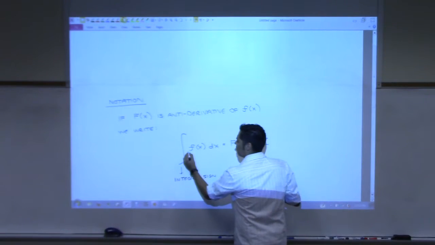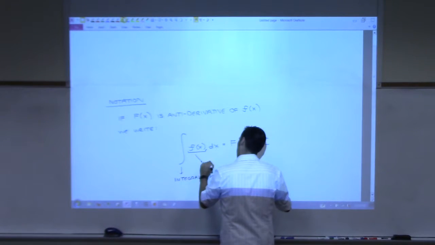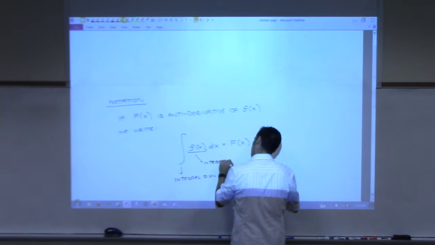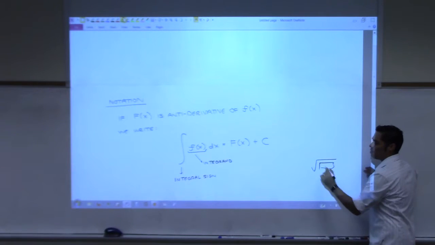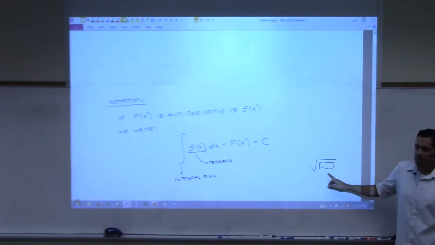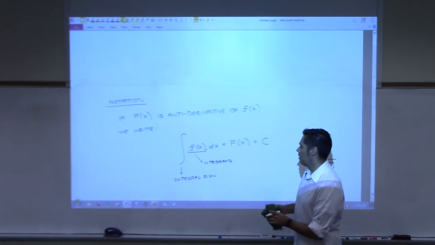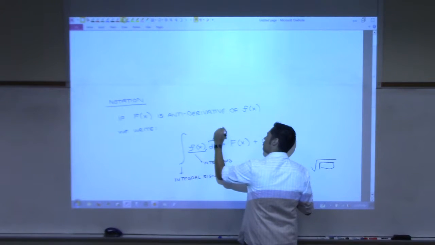This function that we're trying to find the antiderivative of is called the integrand. Kind of like with a radical, the thing underneath was called the radicand. The thing inside of the integral here is called the integrand. This piece right here is called the differential.